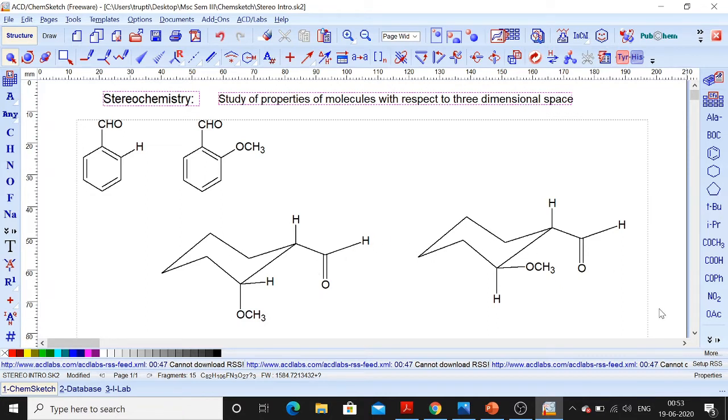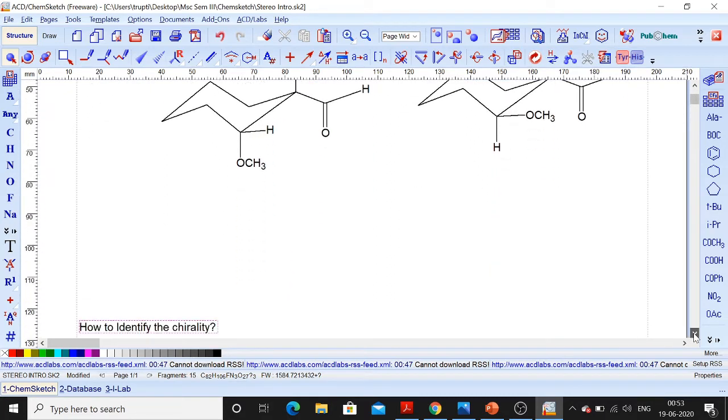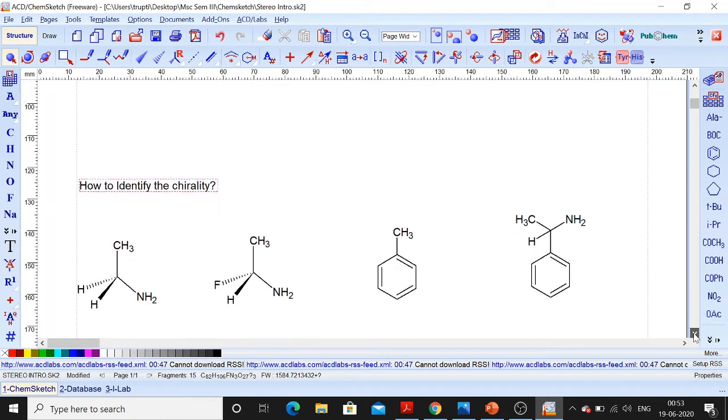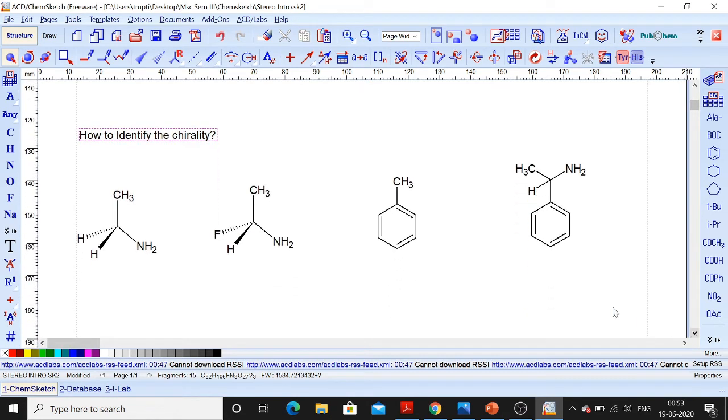Now, having understood the importance of chirality in the last lecture, the next question that comes to mind is how to identify chirality. We have seen the example of thalidomide, which demonstrates that if you fail to identify chirality, it can be hazardous in the field of medicinal chemistry. That's why the most important question is how we identify chirality.